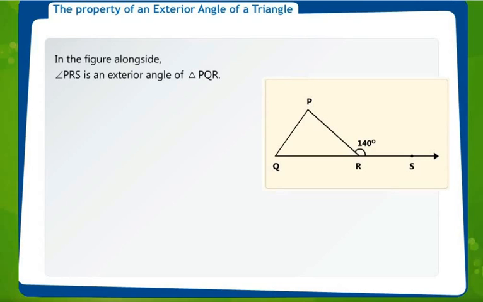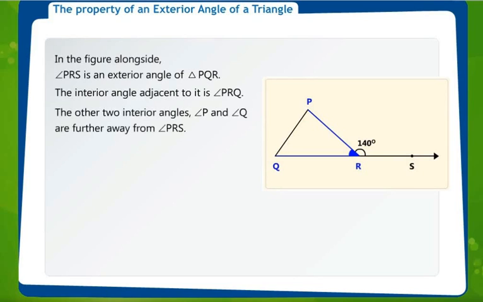In triangle PQR, angle PRS is the exterior angle of PQR. It is given that the measure of angle PRS is 140 degrees. The interior angle adjacent to PRS is PRQ. Now PRS is the exterior angle and the adjacent interior angle is PRQ. The other two interior angles are P and Q, which are further away from PRS. So they are called remote interior angles of PRS.